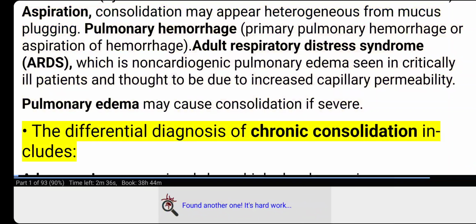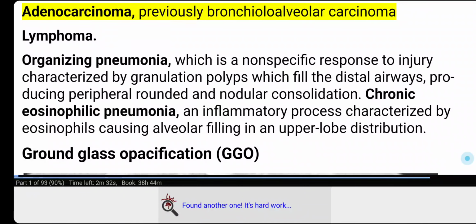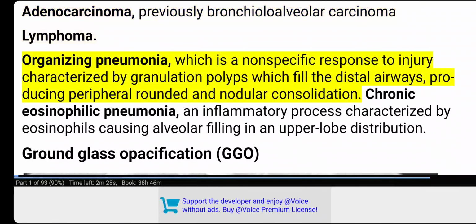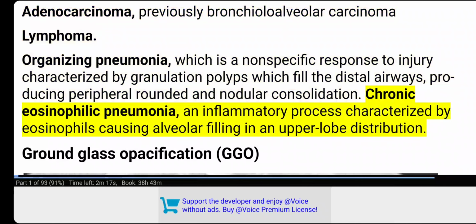The differential diagnosis of chronic consolidation includes adenocarcinoma, previously bronchial-alveolar carcinoma, lymphoma, organizing pneumonia, which is a nonspecific response to injury characterized by granulation polyps which fill the distal airways, producing peripheral rounded and nodular consolidation. Chronic eosinophilic pneumonia, an inflammatory process characterized by eosinophils causing alveolar filling in an upper lobe distribution.